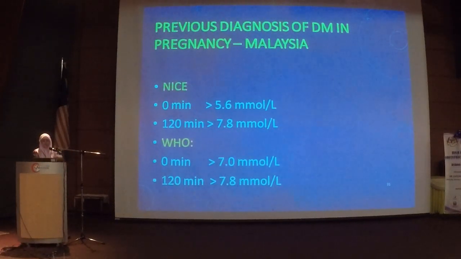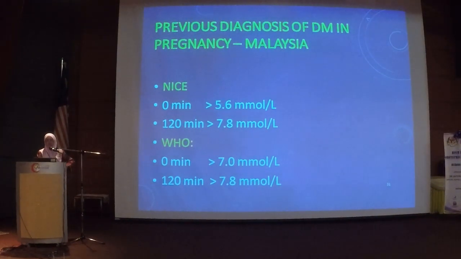Alright, so the diagnosis of DM in pregnancy in Malaysia after 2015 was based on the 5.1, 7.8. Yeah, all of you have all that, yeah? Okay, before that, we were using the WHO criteria, 7 and 7.8. Okay?